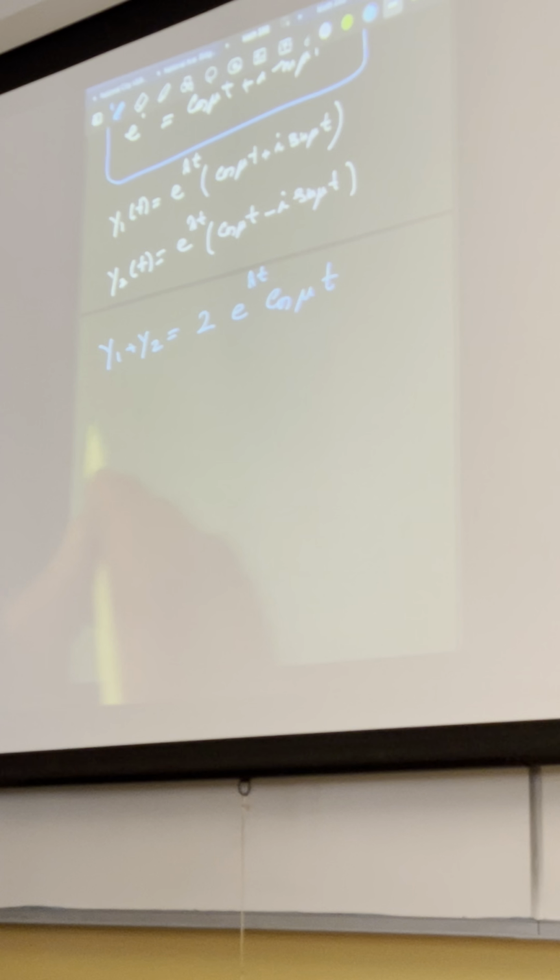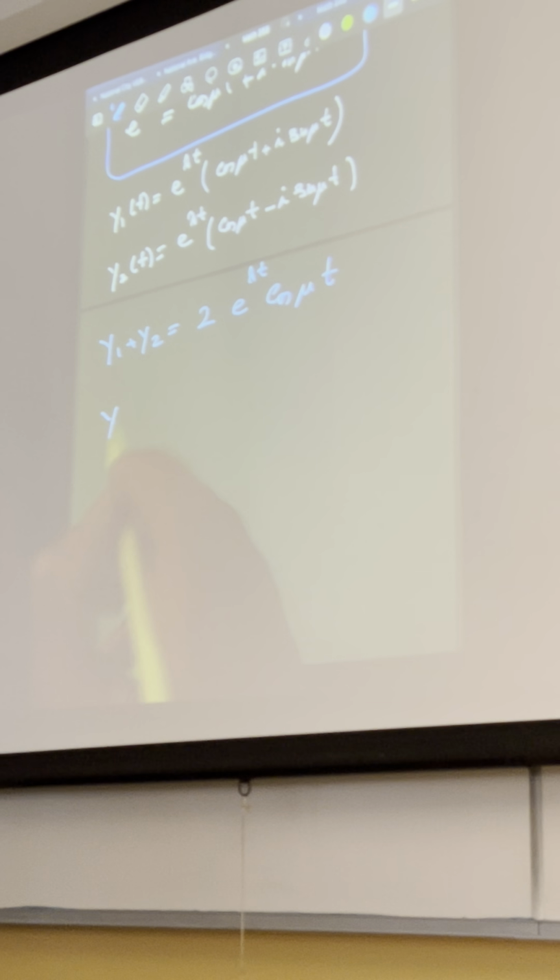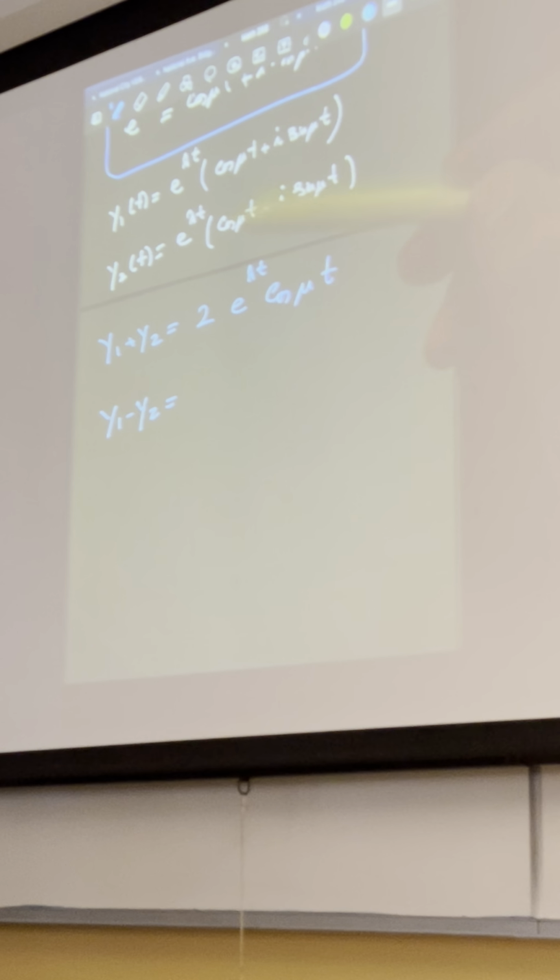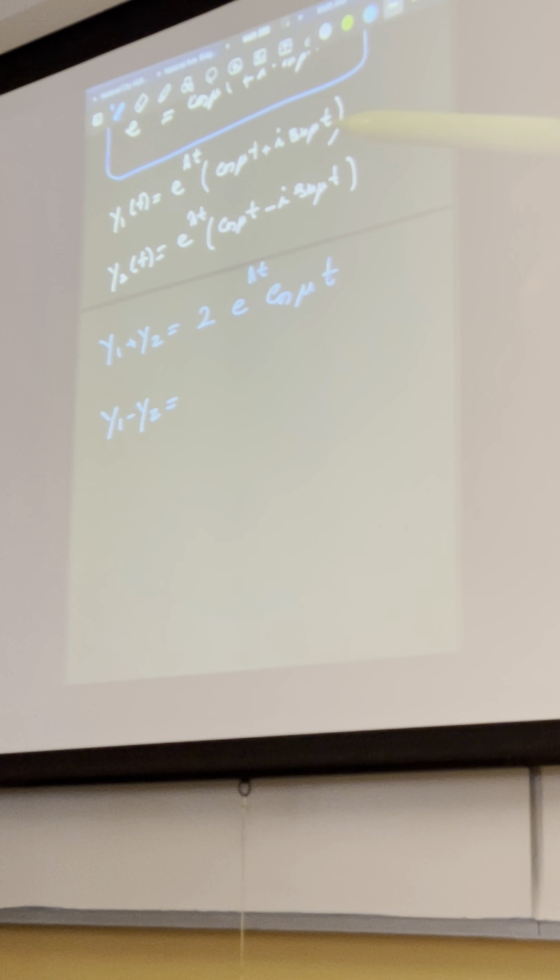The next thing I want to do is subtract them, y1 minus y2. This minus that. If I say the first one minus the second, what cancels? Cosines. The cosine cancels, right? And how many i's would I have? I would have 2i sine of mu t, so 2i e to the power of lambda t sine of mu t.